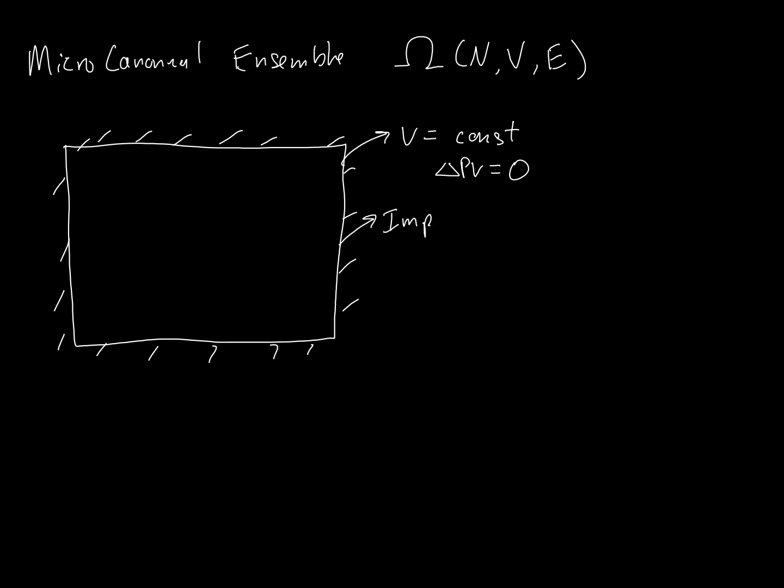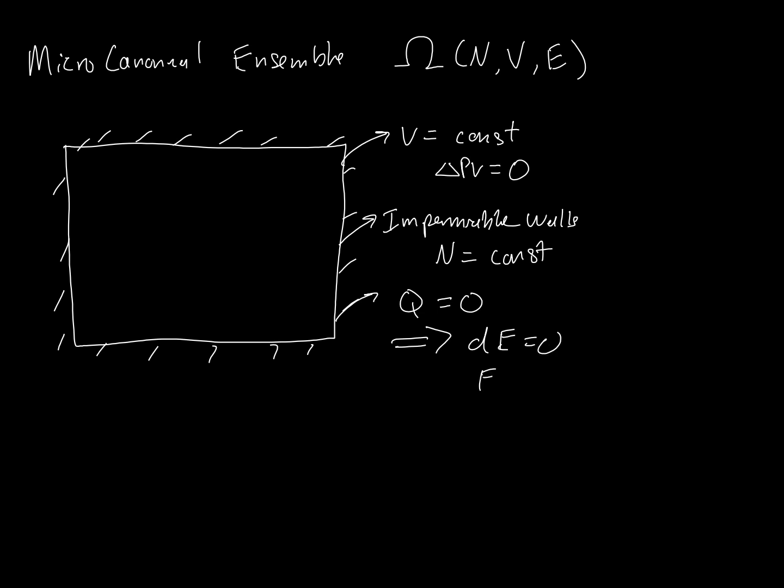Impermeable walls. So that N is equal to a constant. We're not adding or subtracting material in or out of the system. And that it is adiabatic, Q is equal to zero. So if we have rigid walls, no heat transfer going in and out of the system, the change in energy is equal to zero, or the energy is constant.